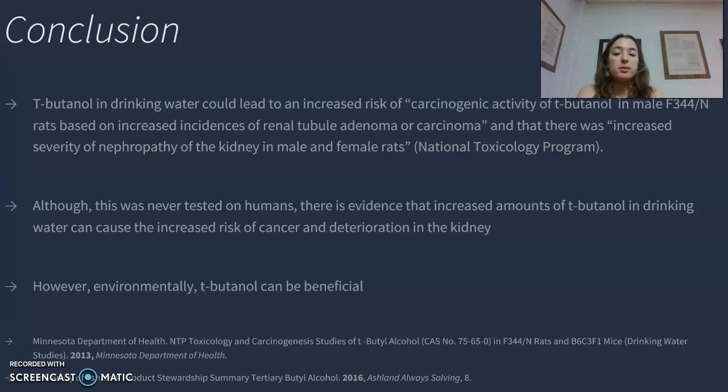But on the other side, T-butanol can be beneficial or have no impact in the environment. So it's very biodegradable and it does not accumulate in soil or water, it just simply goes through. So it doesn't really have a significant impact just because it doesn't cause harm to anything. So overall, T-butanol can be negative to humans, but it doesn't really have an increased effect on the environment.